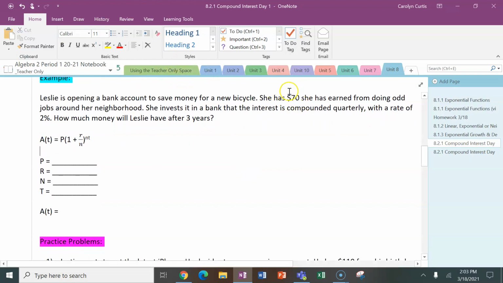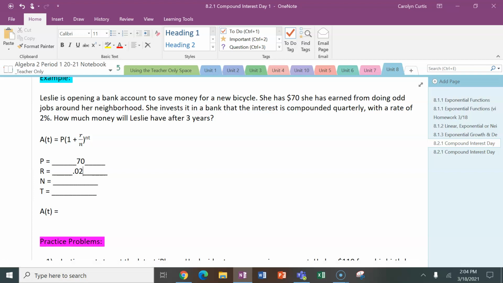That's how much she is putting into the bank. So P is $70. R, we're going to look for a percent. The rate is always going to be the percent. So we have 2%. But remember, I said that R needs to be written as a decimal. So you're going to take the percent and divide it by 100. So 2 divided by 100 is 0.02.